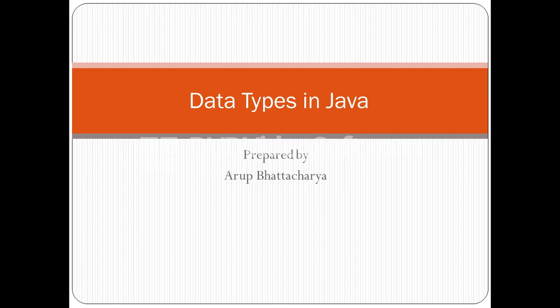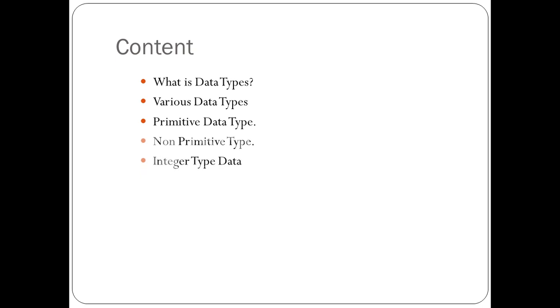Hello, today I am going to discuss data types in Java. First, let's see what topics we are going to discuss in this tutorial. What is a data type? Then I am going to cover various data types in Java: primitive data types, non-primitive, integer type of data, floating type of data, character type of data, and finally the Boolean type of data. So let's begin with what is a data type.